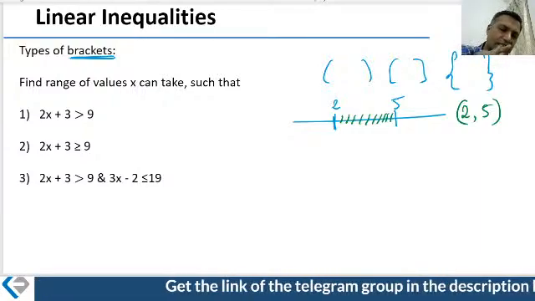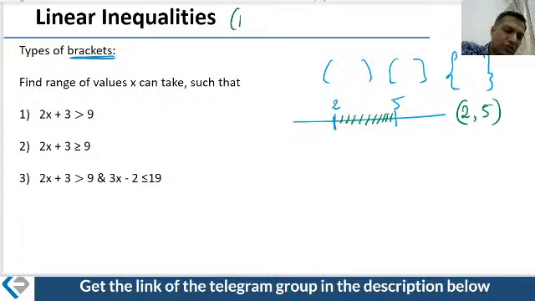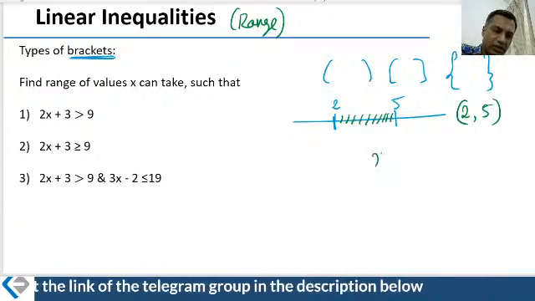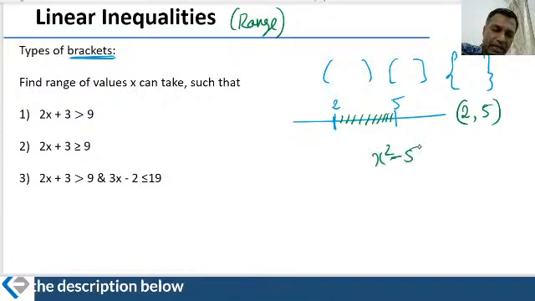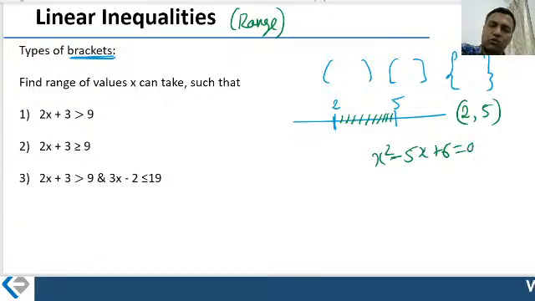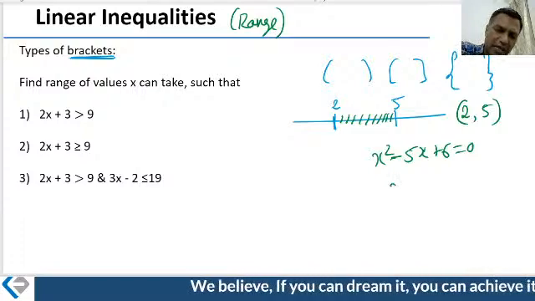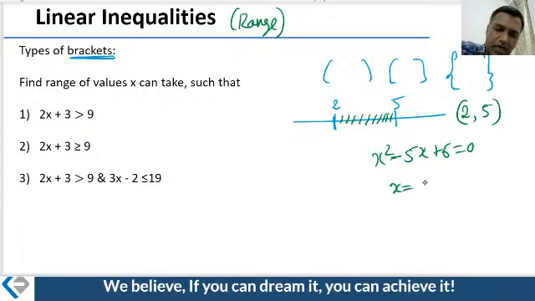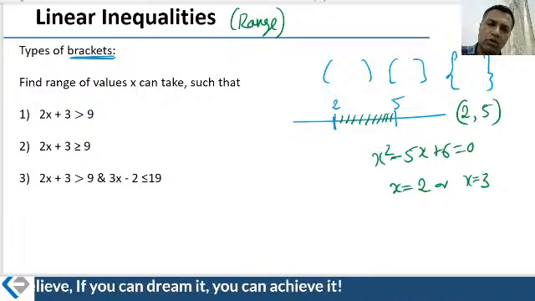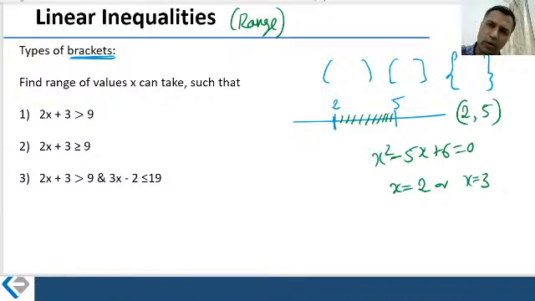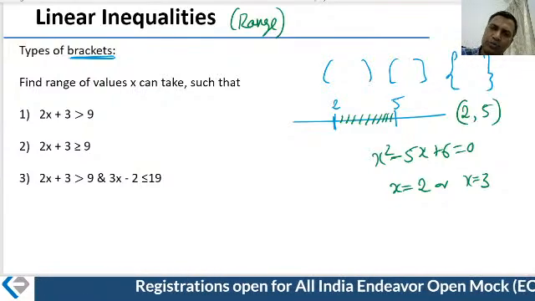That's the beauty of inequalities. Inequalities always talk about the range. They do not talk about one or two values. For example, if I write x square minus 5x plus 6 is equal to 0, it gives me some specific values. It says that x is 2 or x is 3. That's all it returns. It doesn't say all the numbers between 2 and 3. No, 2 or 3, that's it. Either x should be 2 or x should be 3.